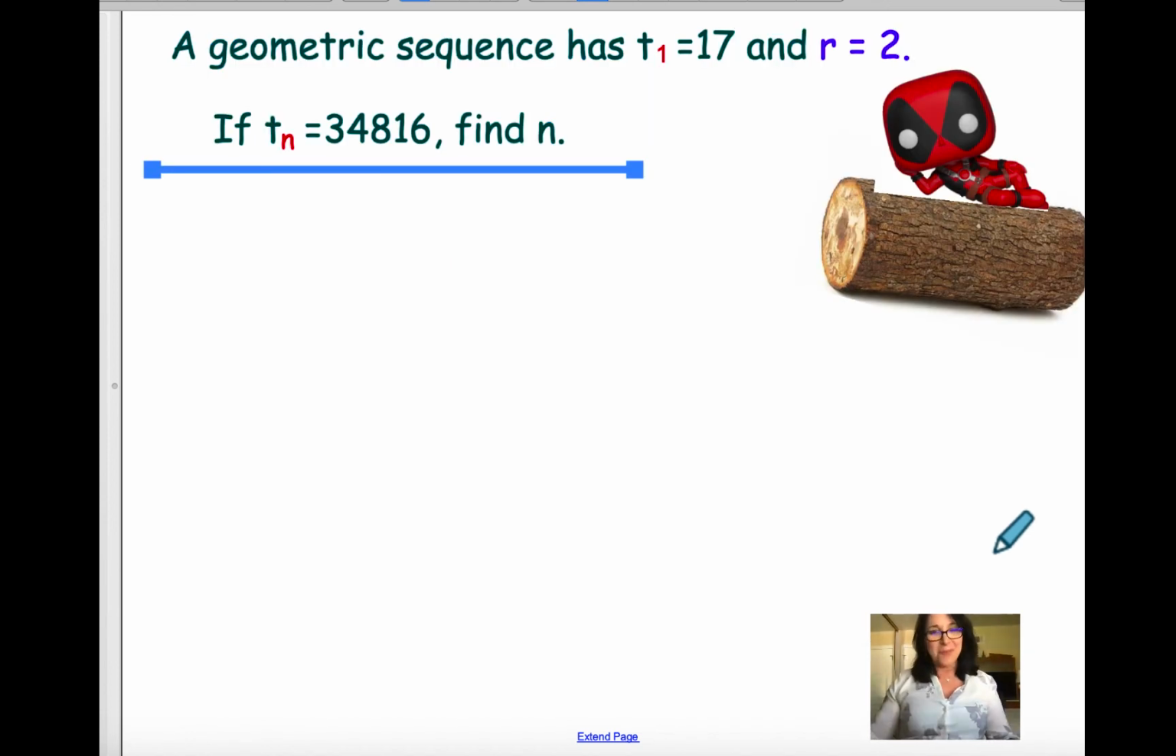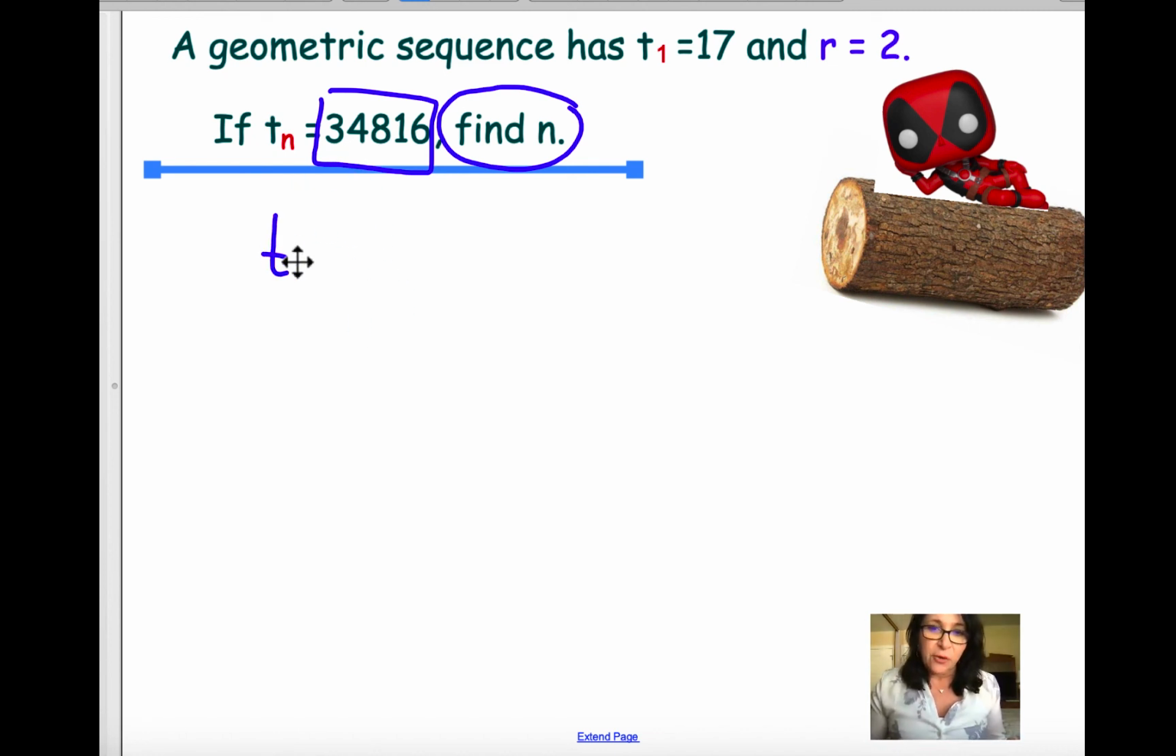So for this problem, remember Deadpool? Okay, for this problem we know that the first term is 17 and our common ratio is 2. But they didn't give us n, they said find n. N is like the term. They gave us this term, and they're asking what term number it is. So let's write the formula: t of n is equal to the first term times the common ratio to the n minus 1 power.